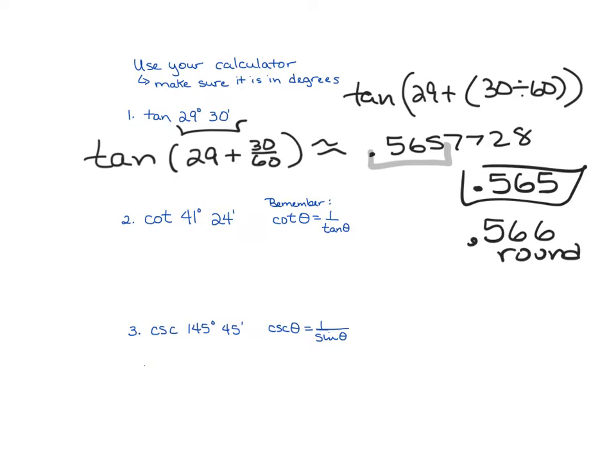Another option is to hit that apps button and then put the little degree symbol and the minute symbol. You can do that either way. It almost takes just as many buttons to just do the 30 divided by 60. All right, let's try the next example.